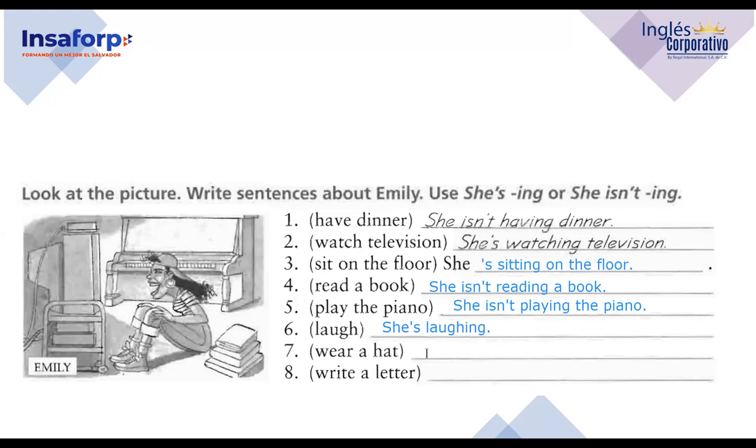Isn't wearing a hat. Okay, one more time. She's not wearing a hat. Very good. Okay, she's not wearing a hat. And what about the last one? She's writing. A letter. A letter. Very good.